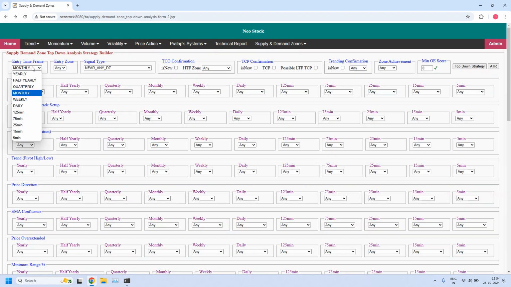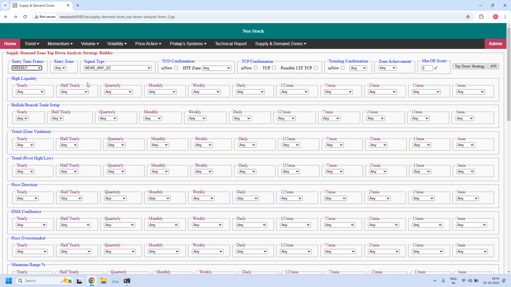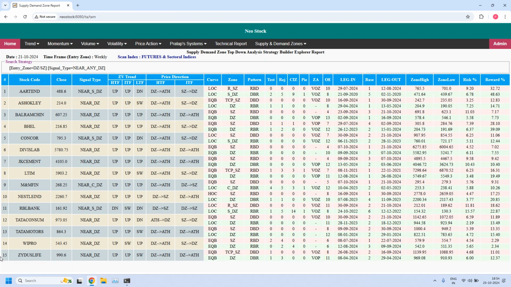Next for monthly time frame, let's find the stocks near monthly supply zone. 2 stocks are filtered. Next time frame is weekly. Let us find the stocks near weekly demand zone. 15 stocks are filtered near to the weekly demand zone.